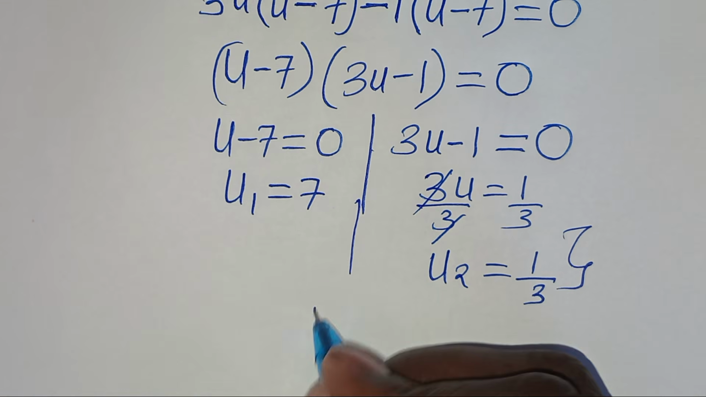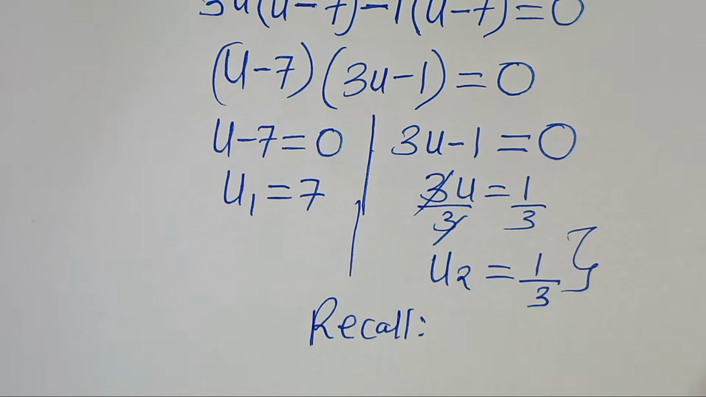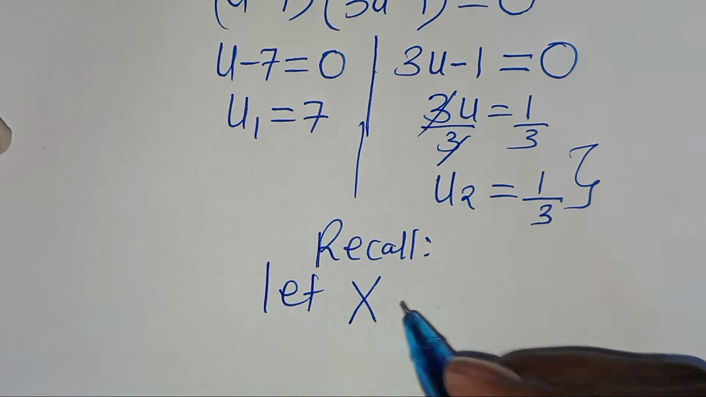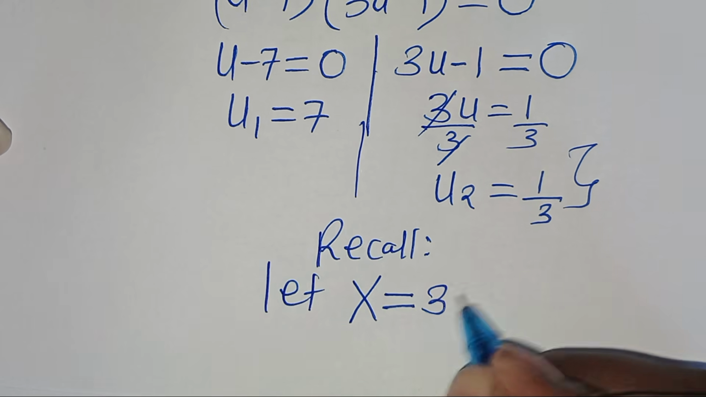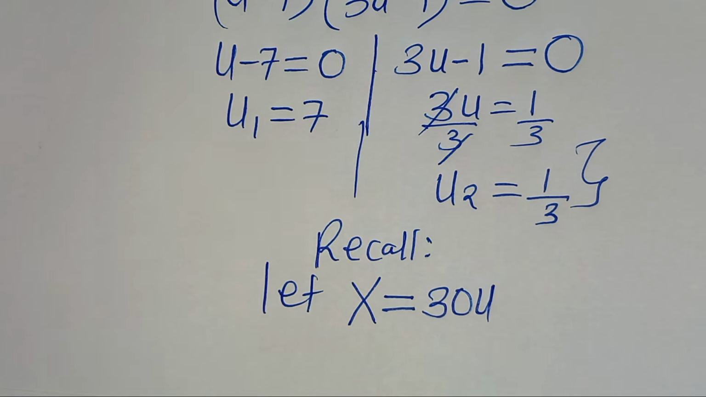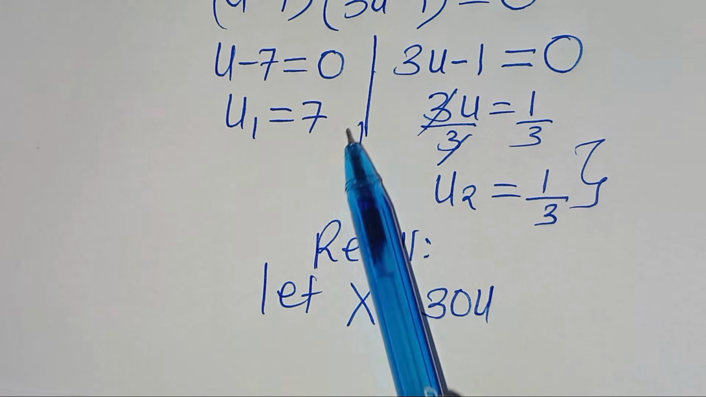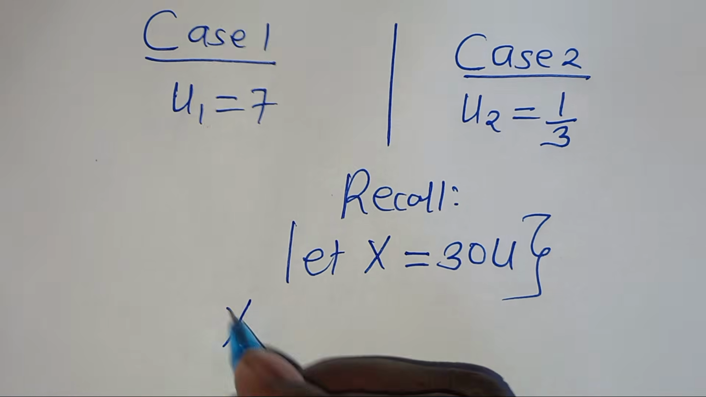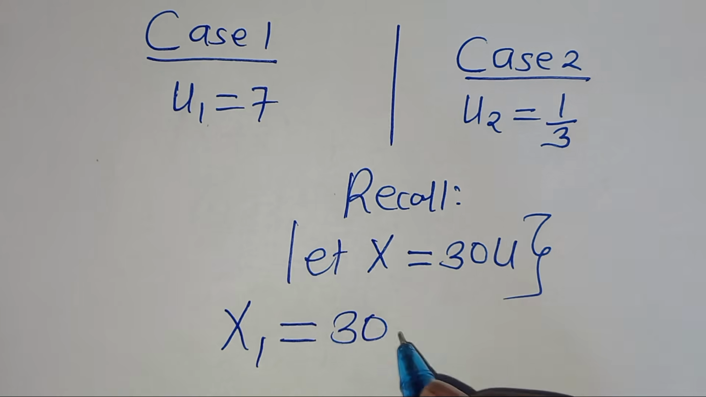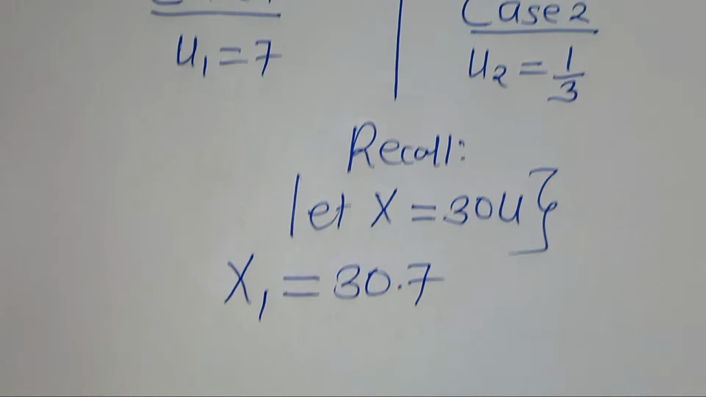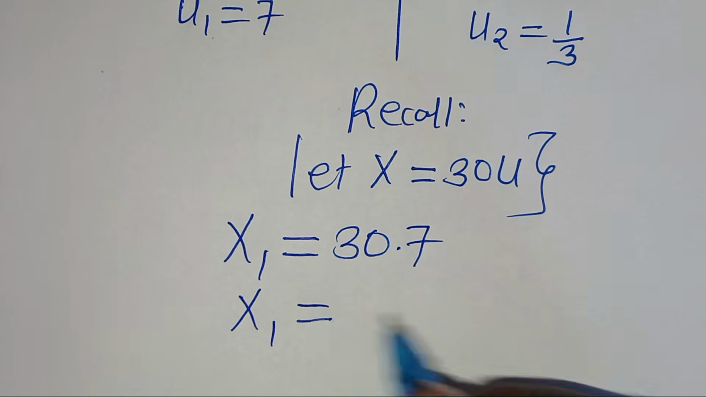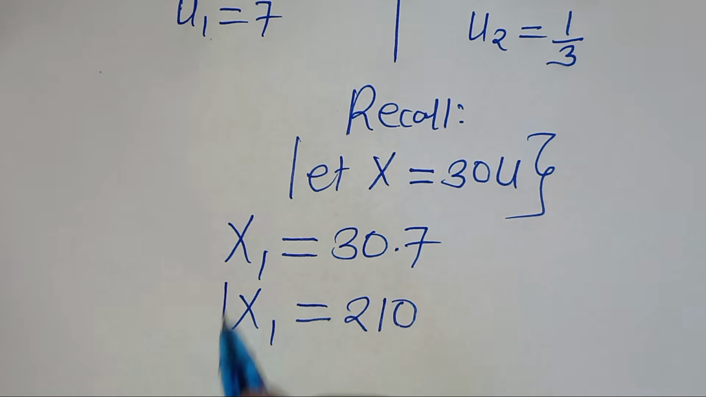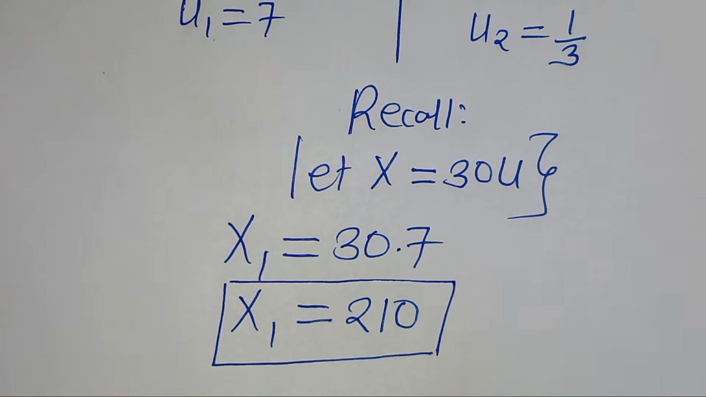Now, if you recall, remember we said that we let x be equal to 30u. So let's start with u1. Let's substitute u1, which is 7, so that we have x1 is equal to 30 multiplied by 7. And this means that x1 is equal to 30 times 7, which is 210. So this is the value of x1.